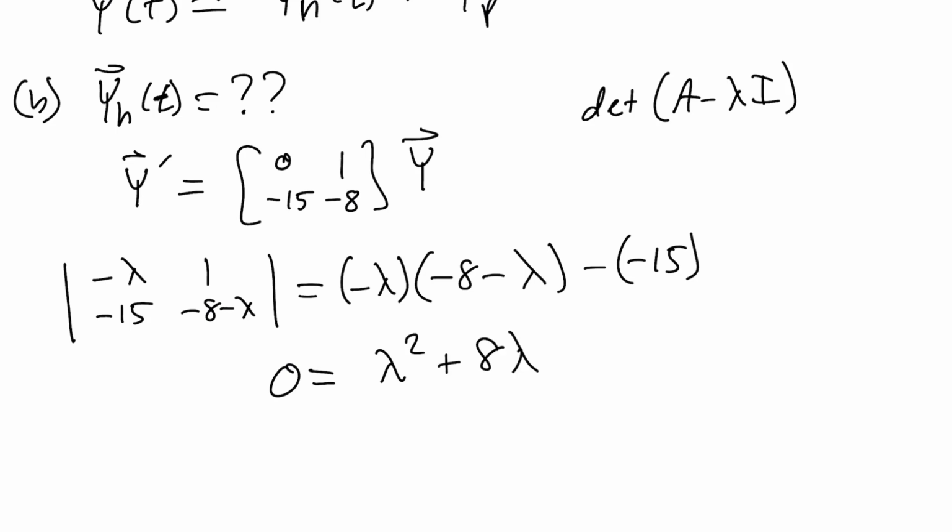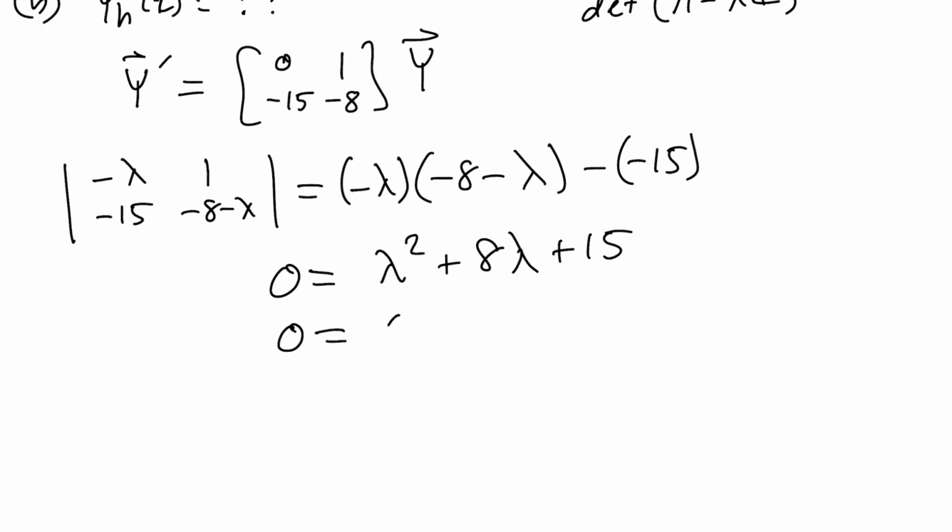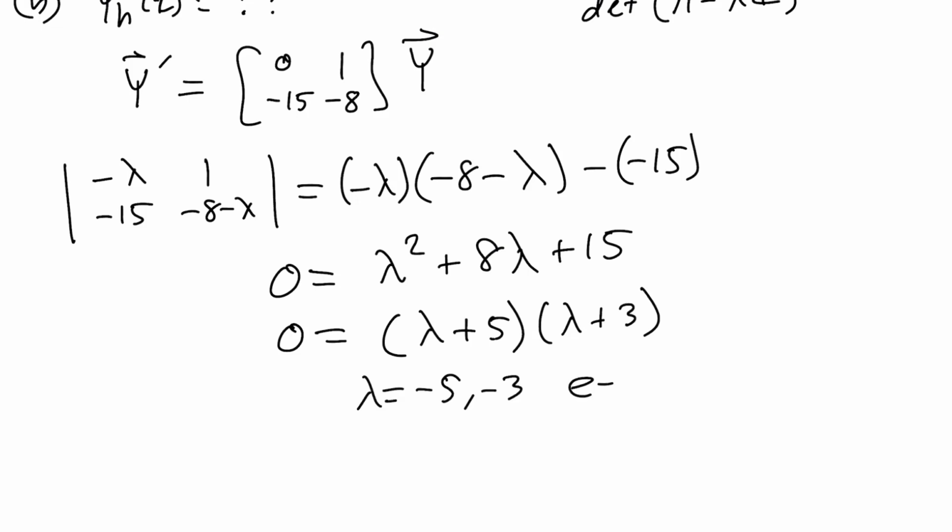And if we multiply through, we get this quadratic equation, and it looks like this thing can be factored into lambda plus 5, lambda plus 3. So lambda equals negative 5 and negative 3. Those are the eigenvalues. Okay?